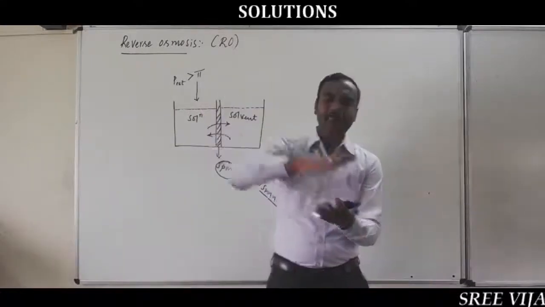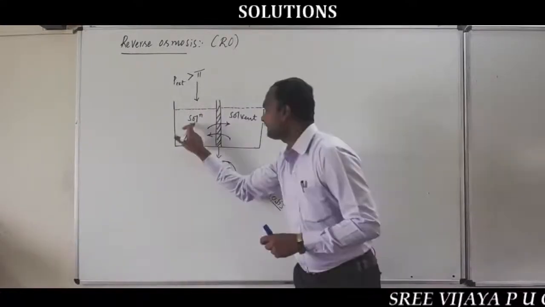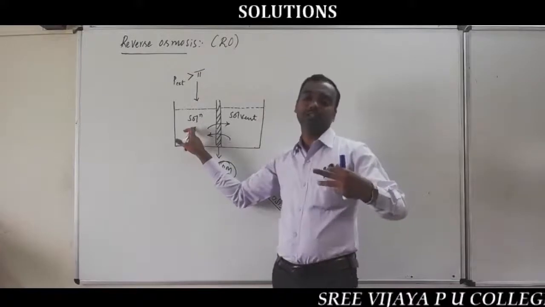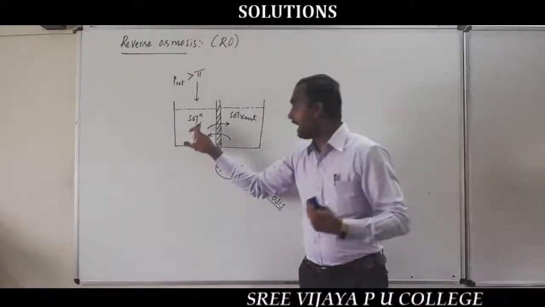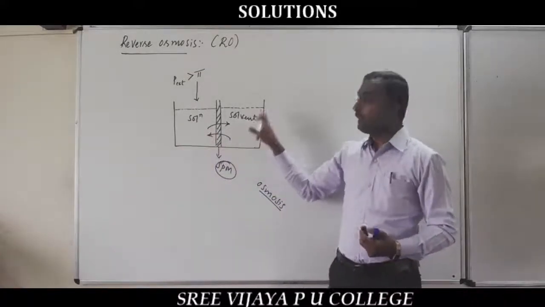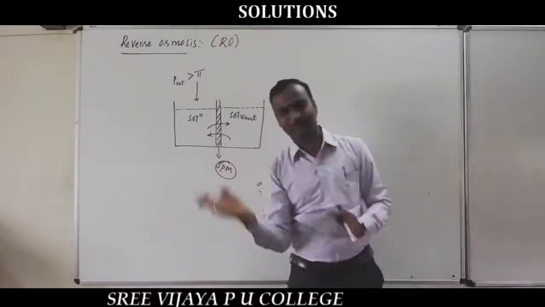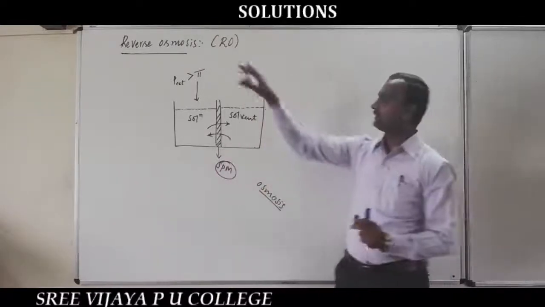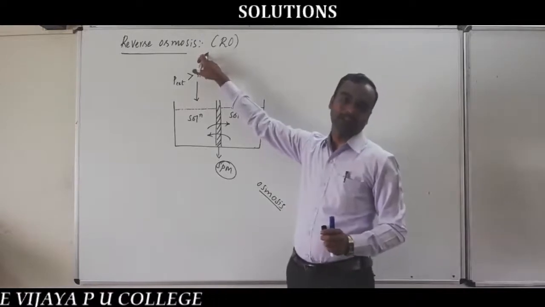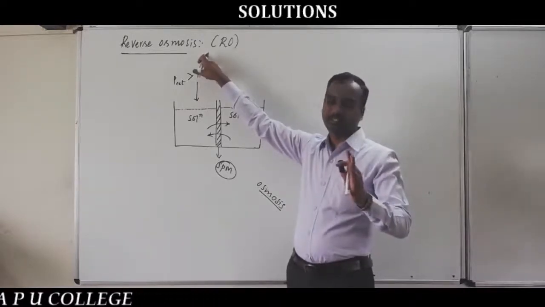If I apply a pressure greater than the osmotic pressure, the solvent molecules in the solution come out from the solution and move towards the solvent side. Now the process of osmosis is reversed. That process is called reverse osmosis. So what is the concept behind the reverse osmosis? I think it is clear.